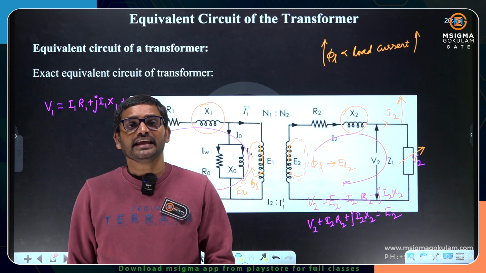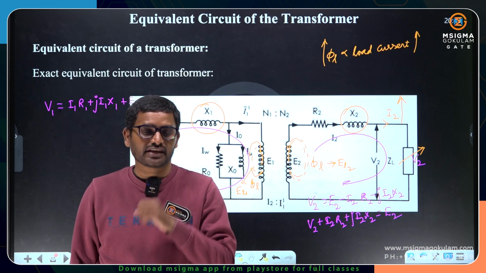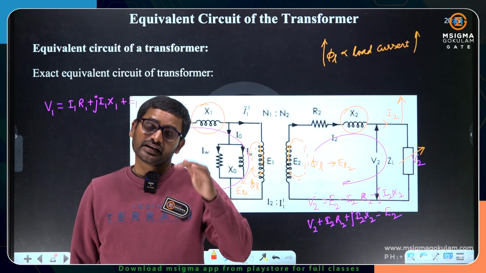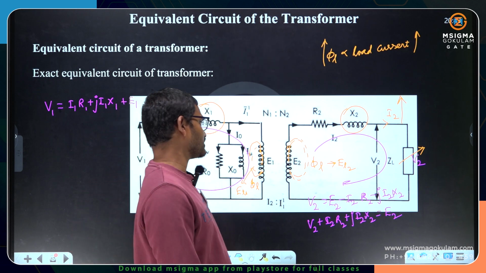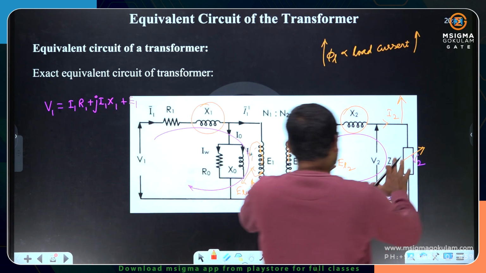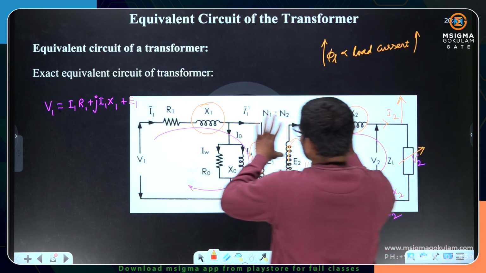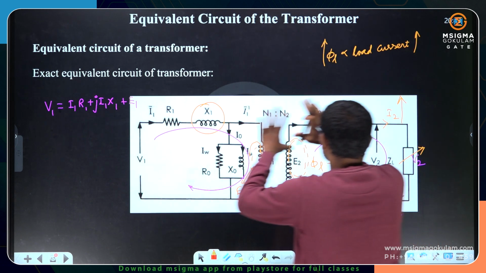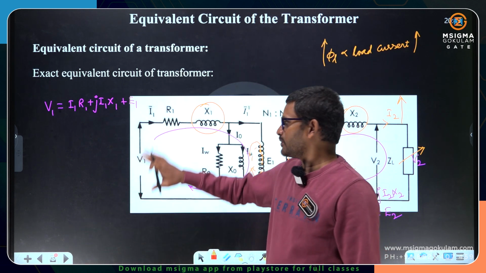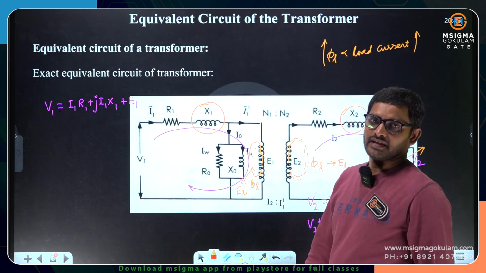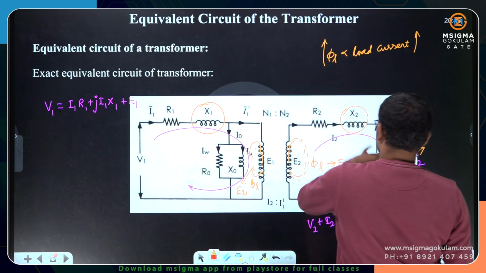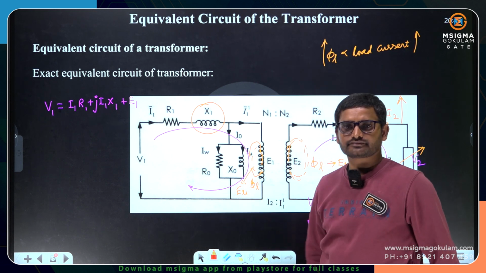That's the reason why, in order to minimize the number of equations and reduce the time consumption for the calculation, we suggest a per unit system, and moreover, we suggest transferring the secondary parameters to the primary side or the primary parameters to the secondary side. If you are able to transfer the secondary parameters to the primary side or the primary parameters to the secondary side, you will get only one loop equation.